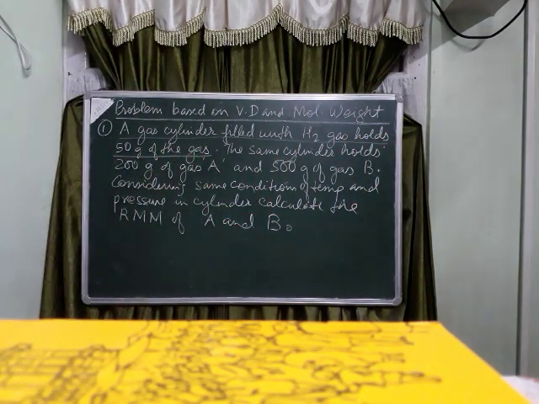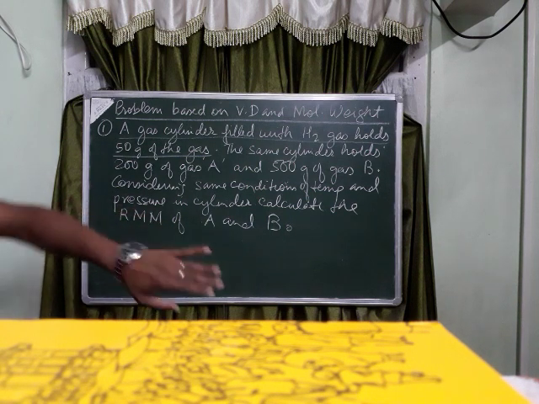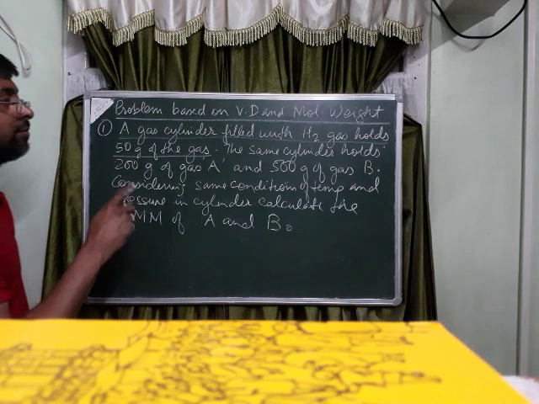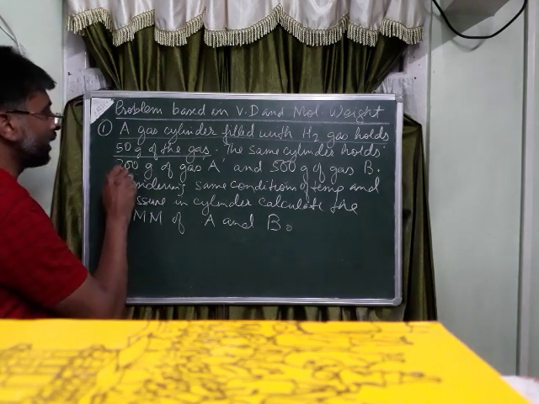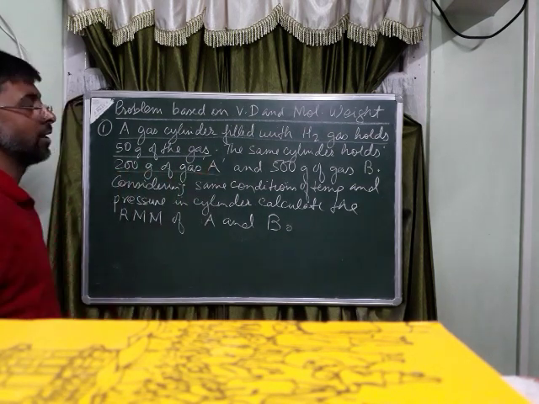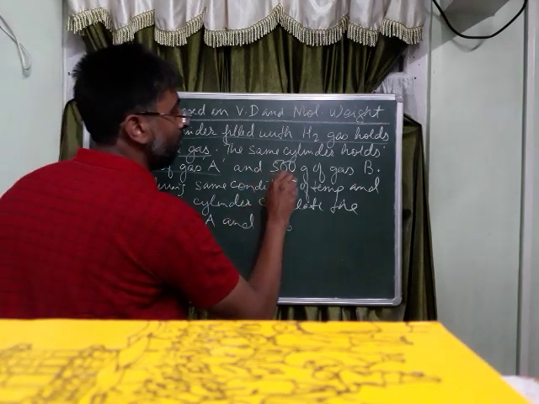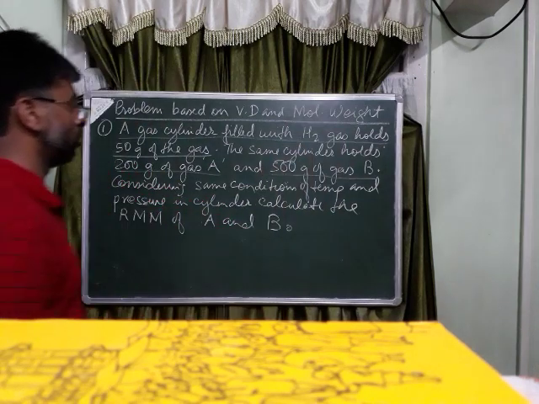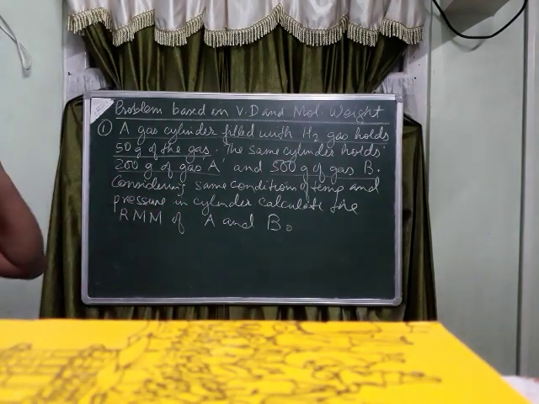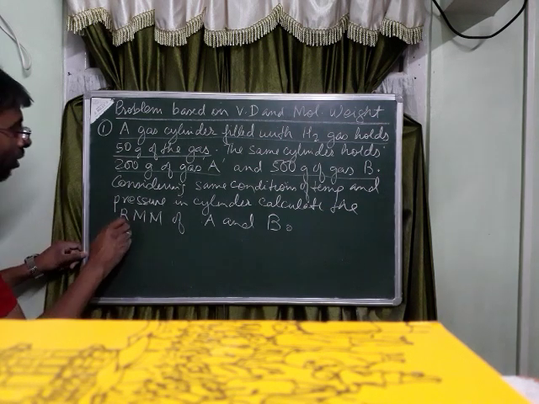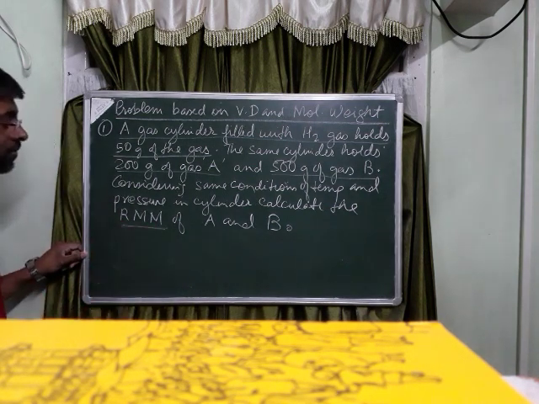A gas cylinder filled with hydrogen gas holds 50 gram of hydrogen. Now the hydrogen is taken out. The same cylinder holds 200 gram of gas A. Again, the same cylinder now holds another 500 gram of gas B. Considering the same conditions of temperature and pressure in the cylinder, calculate the relative molecular mass, RMM.